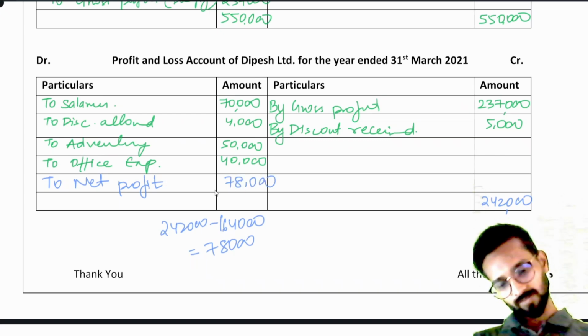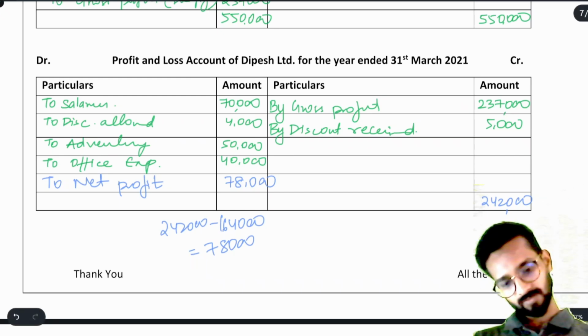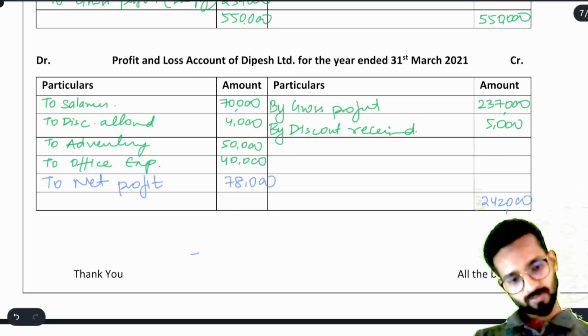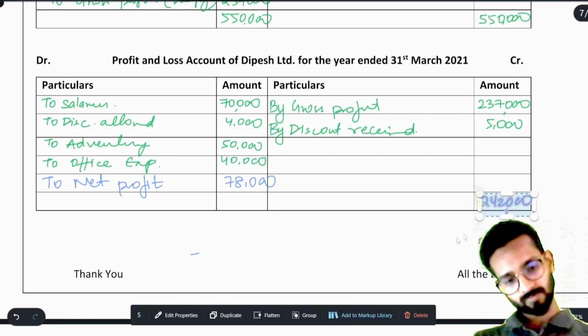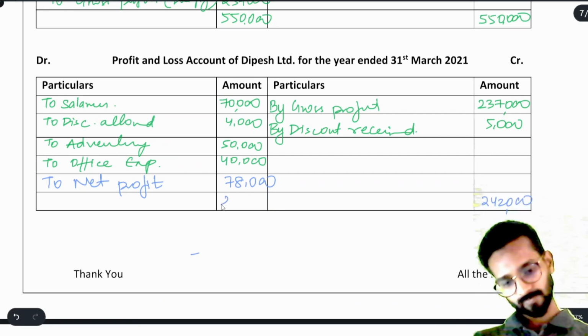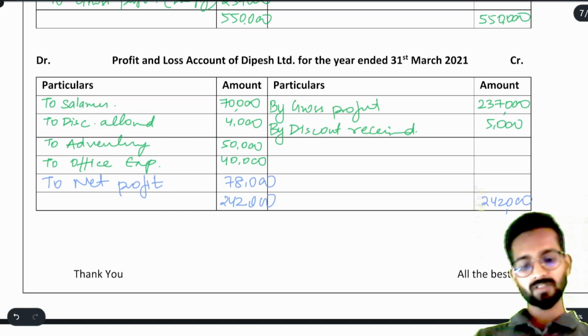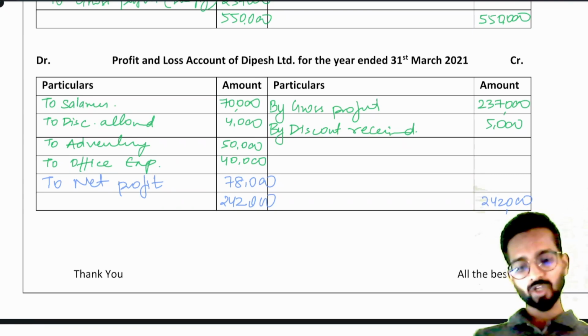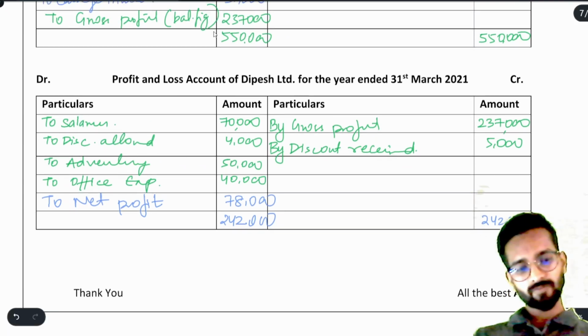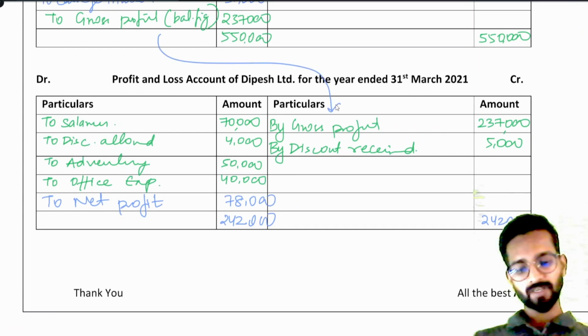Simple. Now you can write here the total, 2,42,000. This is your total. Do not forget to write the total. Please do not play with the format. This is your total, this is your net profit. Sir, gross profit was transferred from trading to P&L, correct. Where will we transfer net profit? Net profit will go in the balance sheet in owner's capital.